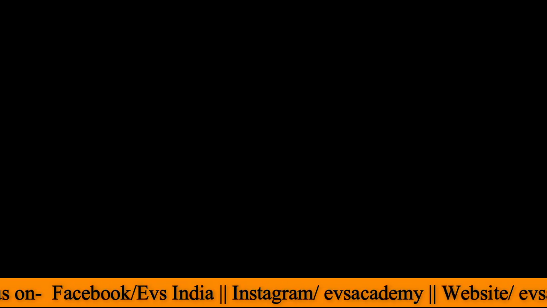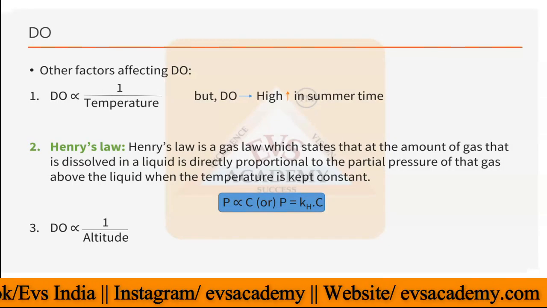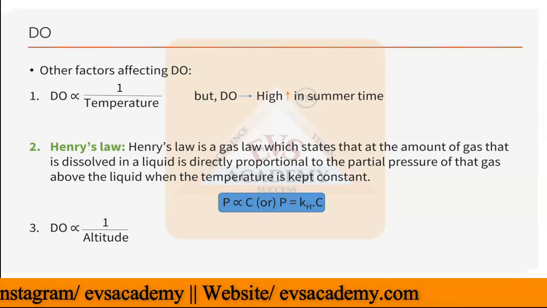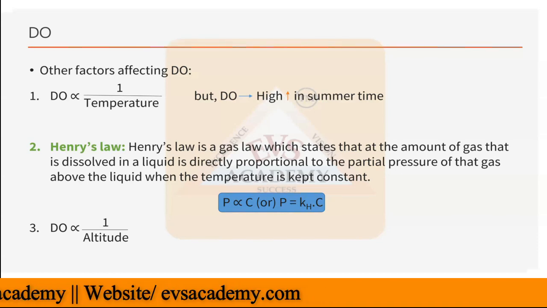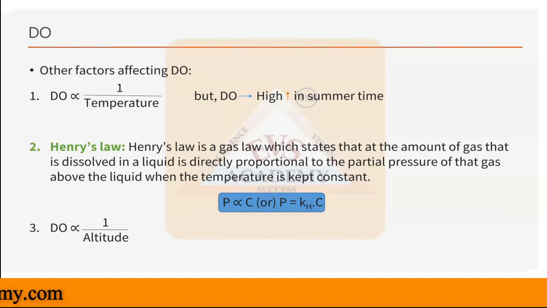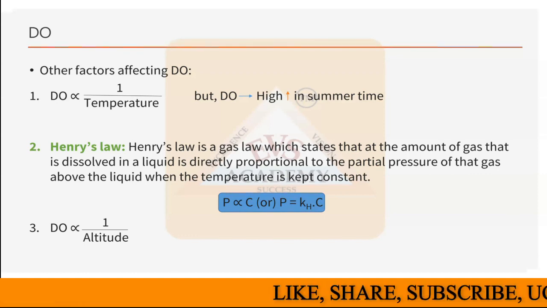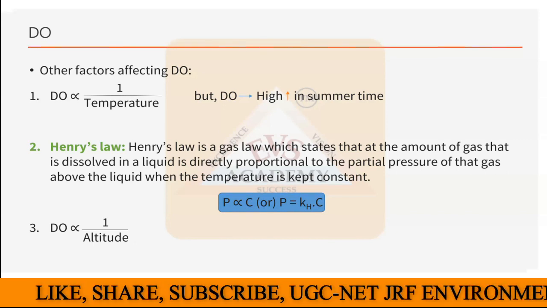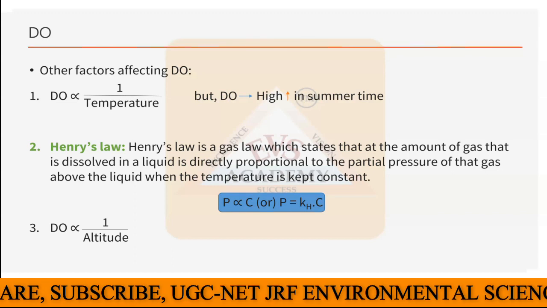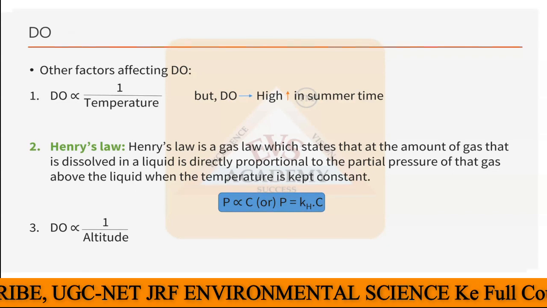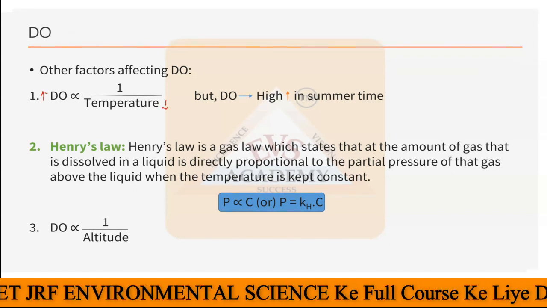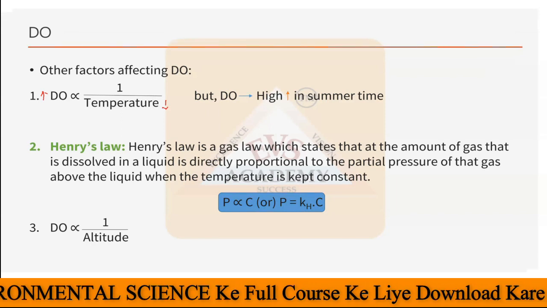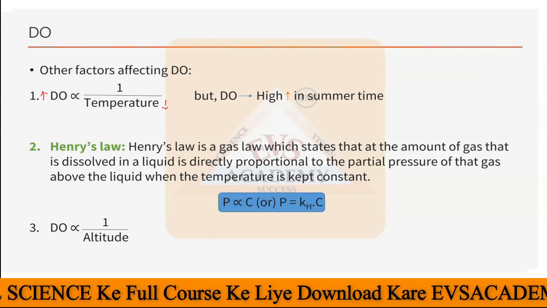So one by one, we have to see the factors which can affect the dissolved oxygen level in the water. So the very first factor here is the temperature. If temperature increases, the mobility of the gases increases, and the oxygen will go out from the water. So if you are increasing the temperature, the dissolved oxygen level will go down, and if you are decreasing the temperature, the dissolved oxygen level will go up, because both are inversely related. So DO is inversely proportional to temperature only.